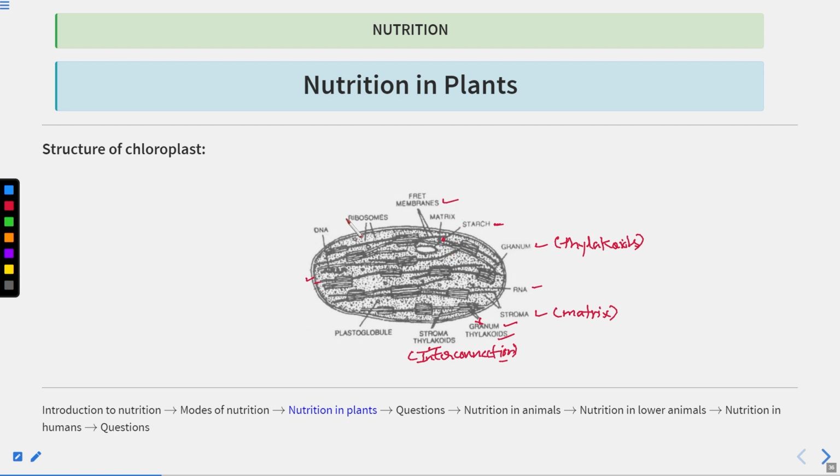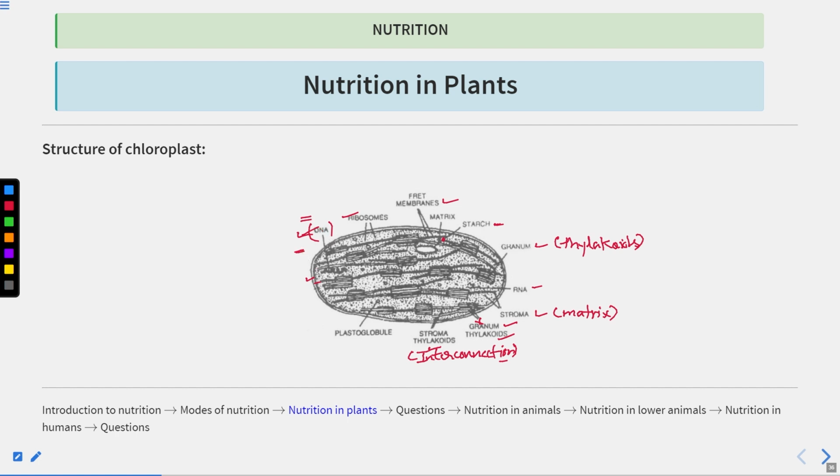Ribosomes are present, and DNA. So the chloroplast has its own DNA. That's why it is known as a semi-autonomous organelle, because it has its own DNA. It can synthesize its own proteins and enzymes. That's why it is known as semi-autonomous, because of the presence of this DNA.